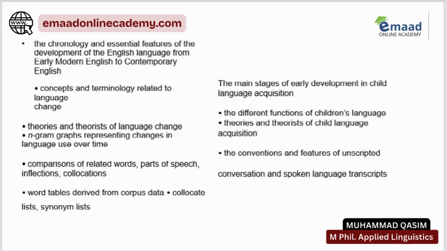Then there are n-gram graphs representing changes in language use over time. You need to learn the n-gram graphs and comparisons of related words, parts of speech, inflections, collocations. And then you also need to learn word tables derived from corpus data. So it's actually something that is there in corpus linguistics, a really advanced field in linguistics. Some universities have established their own institutes of corpus studies as well. So you need to learn the collocation list and synonym list, how words are used together.